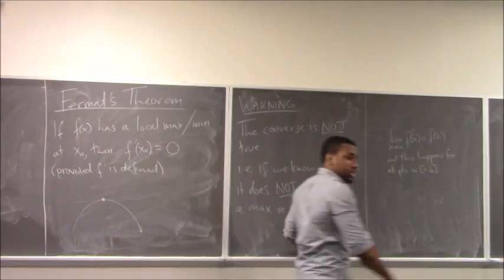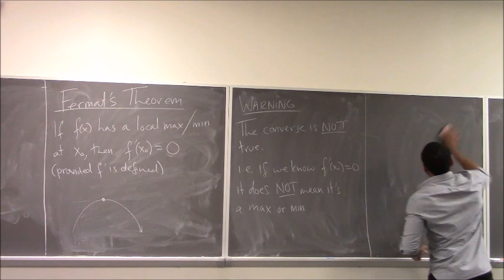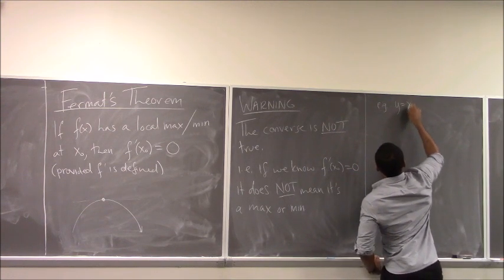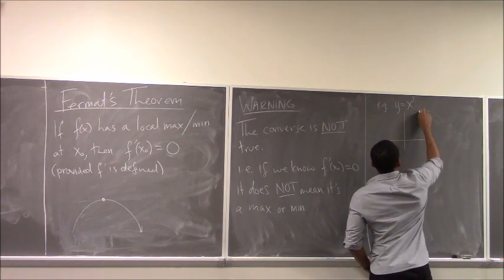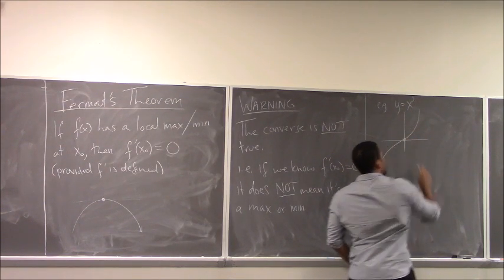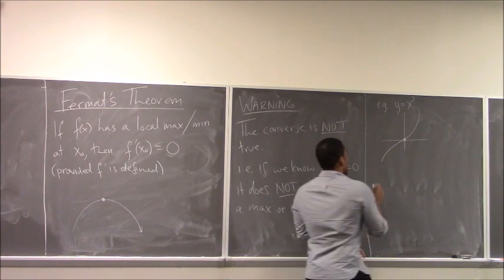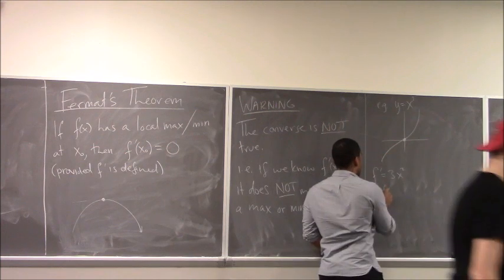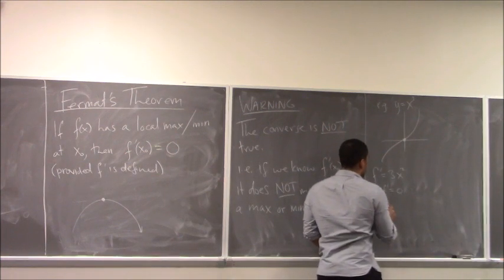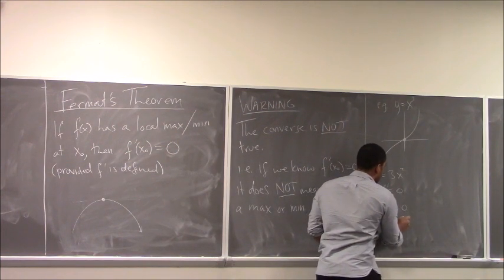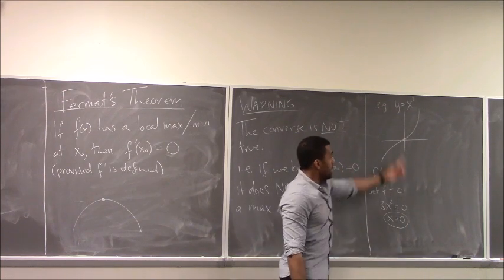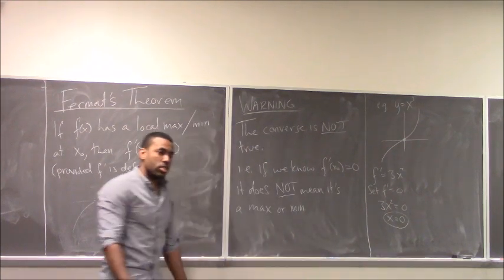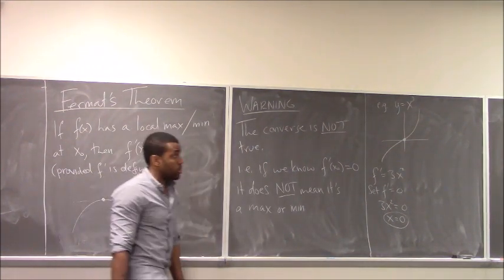I can give you a very simple example for that case. Look at y equals x cubed. That graph looks like this. So if I find f prime here, that's 3x squared. And if I set f prime equal to 0, I get 3x squared equals 0, which means that x equals 0. But notice here that at x equals 0, that's neither a maximum or a minimum. So just because your derivative is 0 does not mean you have a maximum or a minimum.